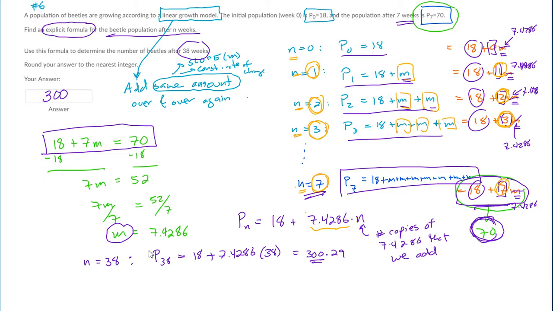Once you have the slope, you have your equation. Your equation is going to be your initial value, which is the population at time 0, plus the slope amount that we figured out, times n. N is the number of copies of the slope. That's linear growth. We add the 7.4286, or whatever your number is, over and over again, n times. And that's our equation. Then we can figure out the population at any time we want. All right, cool. Let's go on.